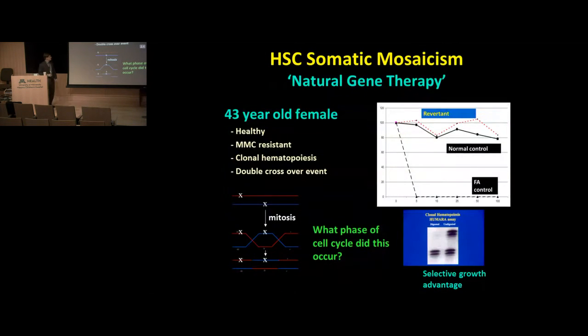Oh, by the way, what phase of the cell cycle does this occur in? How about the intern applicants? If you've forgotten cell cycles, it occurs in prophase. That's when homologous recombination occurs. Didn't anyone remember that from medical school?